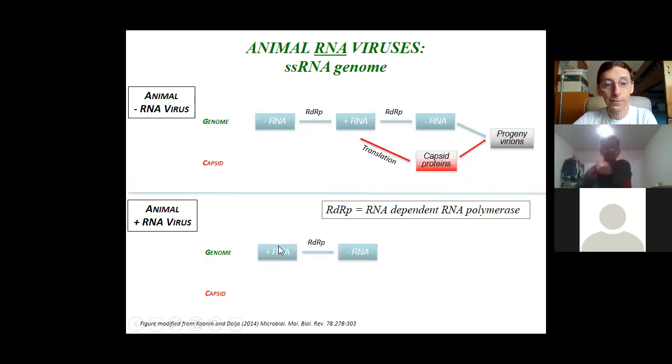It's a little easier for the positive strand RNA. You make more negative strand RNA, use that strand to replicate the viral genome, the positive strand of the genome, and then you use this strand to translate the viral proteins, and then you get the capsid proteins together with the viral genome to make the new virions.